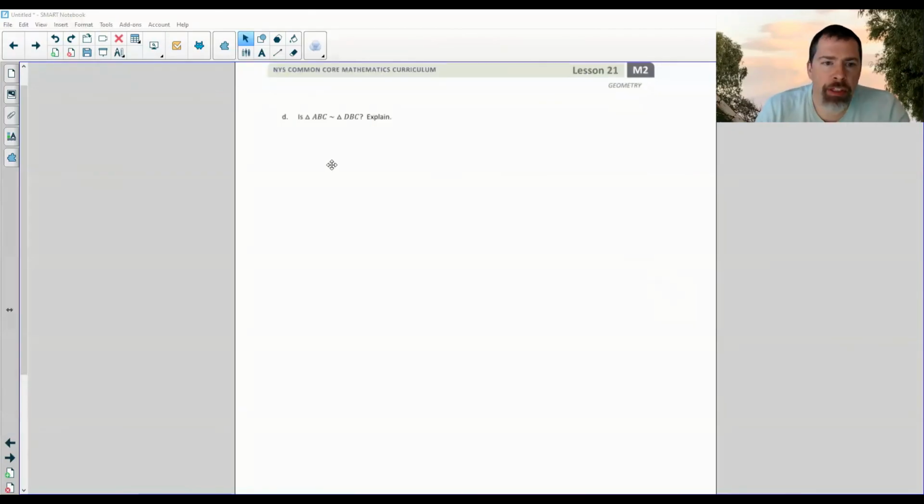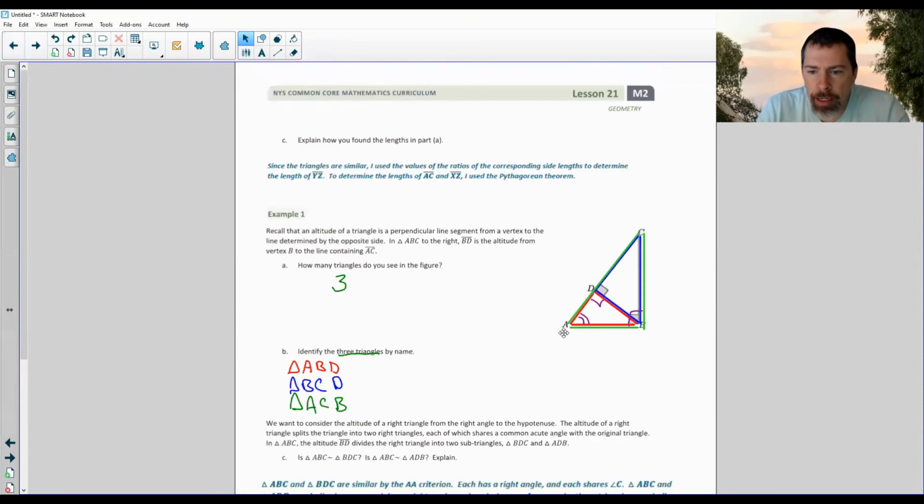Okay, page 3 brings us to part D, and they're asking, is triangle ABC similar to triangle DBC? ABC, DBC. ABC is the green, DBC is the blue.